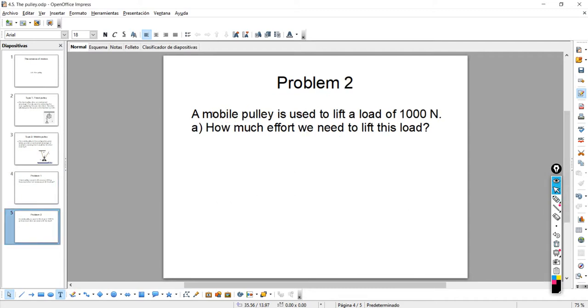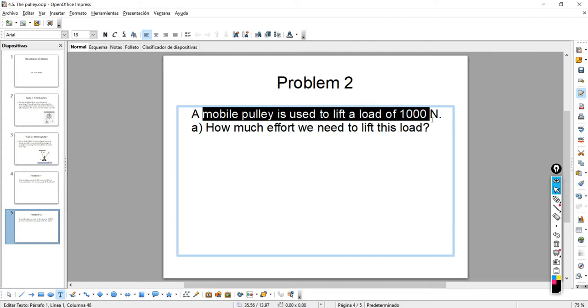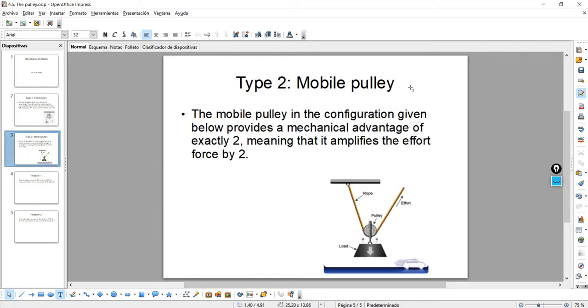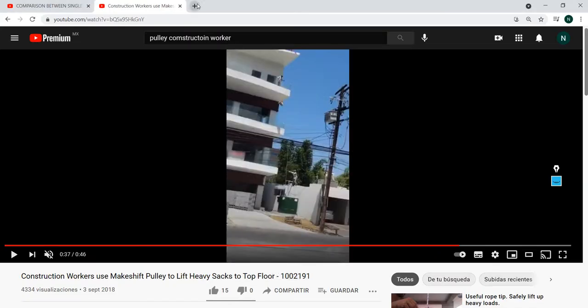Second problem: a mobile pulley is used to lift a load of 1000 newtons. How much effort do we need to lift this load? Well, very simple, right? We don't even have to draw anything or write any equations. As long as I know that I'm using a mobile pulley of the type I showed you, because basically in this course, when I say mobile pulley, I'm referring specifically to this exact configuration. Why do I say this? Because there are many types.